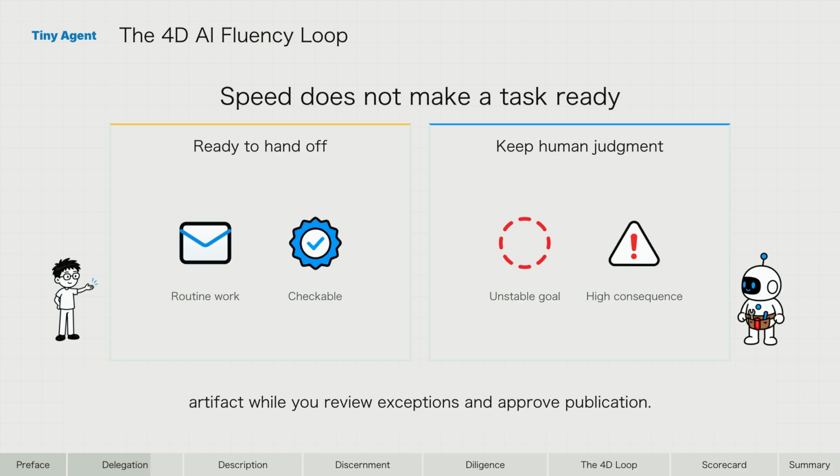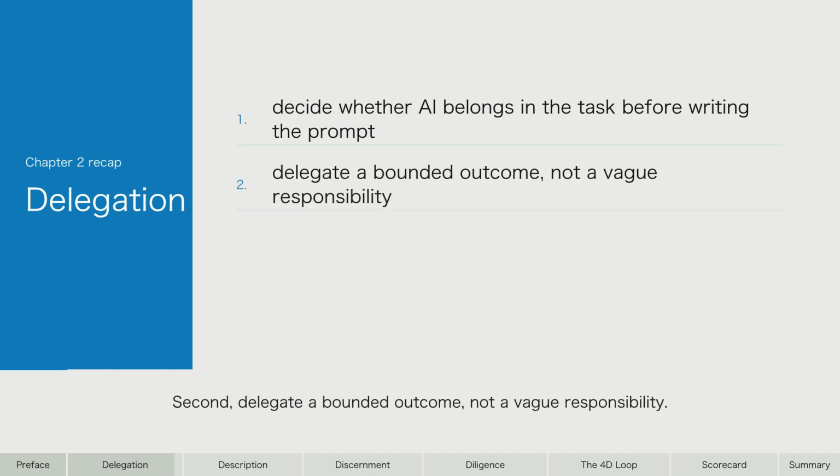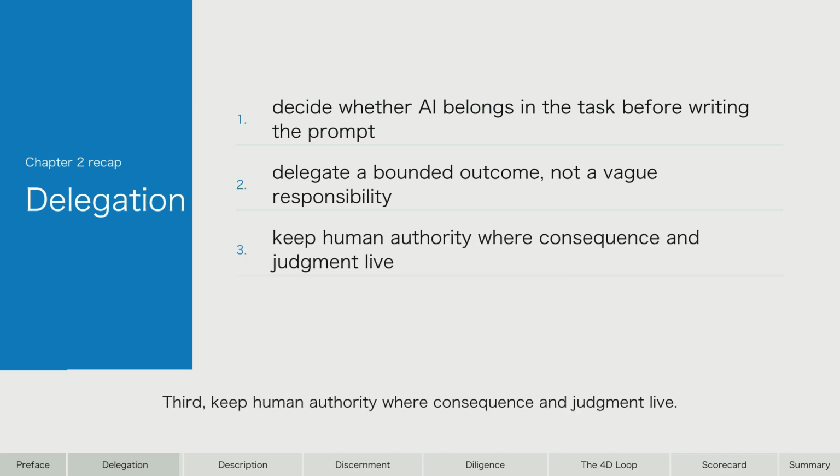For a routine weekly report, the AI may collect data and assemble the artifact while you review exceptions and approve publication. The common failure is over-delegation. People transfer work because AI is fast, not because the task is ready. If the goal is unstable, the consequence is high, or success cannot be checked, stay in collaboration or do the judgment yourself. First, decide whether AI belongs in the task before writing the prompt. Second, delegate a bounded outcome, not a vague responsibility. Third, keep human authority where consequence and judgment live.